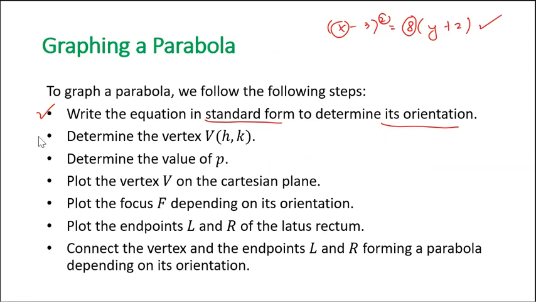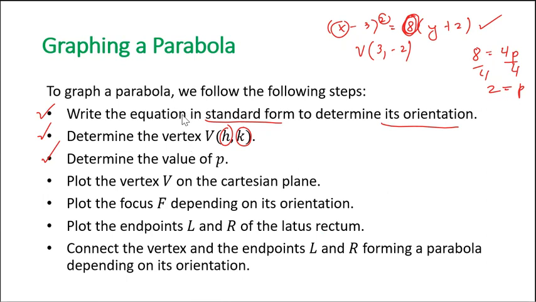Now, since the equation is in standard form already, we can easily determine the vertex by identifying h and k. In this case, the vertex has coordinates 3 comma negative 2. And then we can also determine the value of p. Since in the upward orientation, this coefficient 8 will be equated to 4 times p, if we divide both sides by 4, we can determine that p is equal to 2.